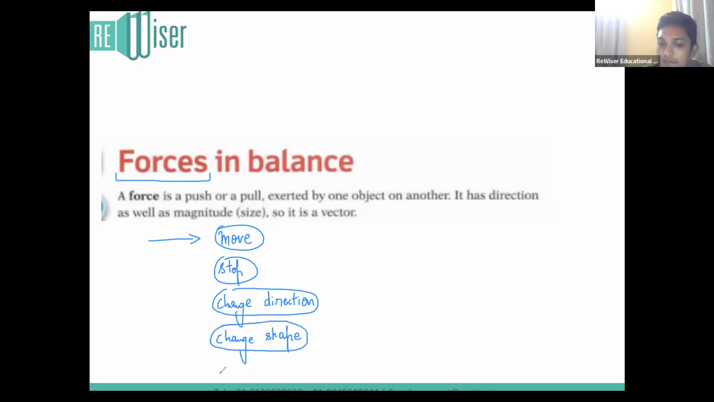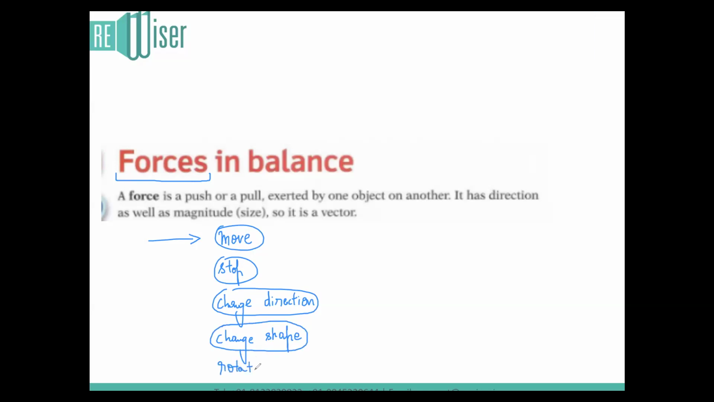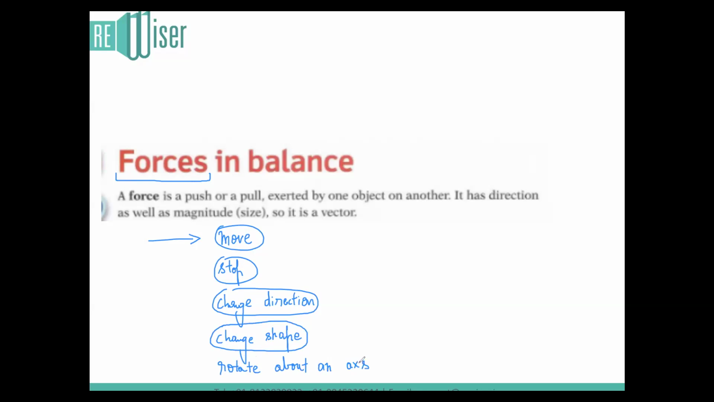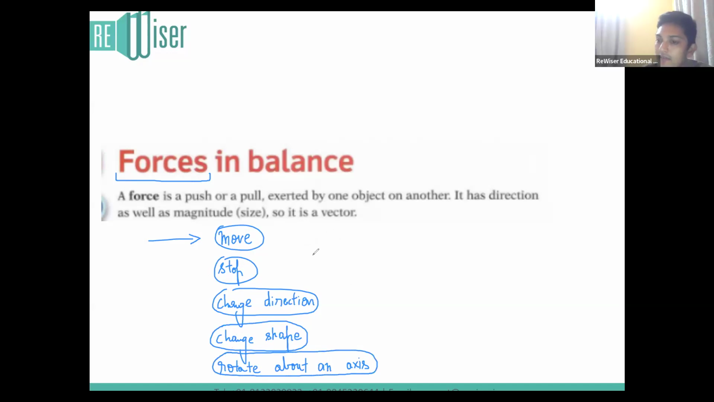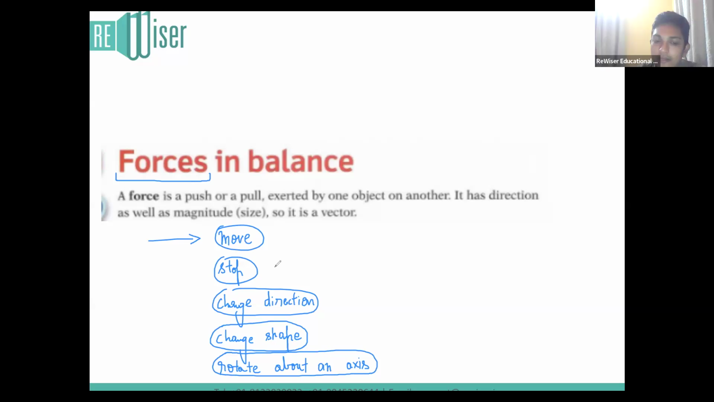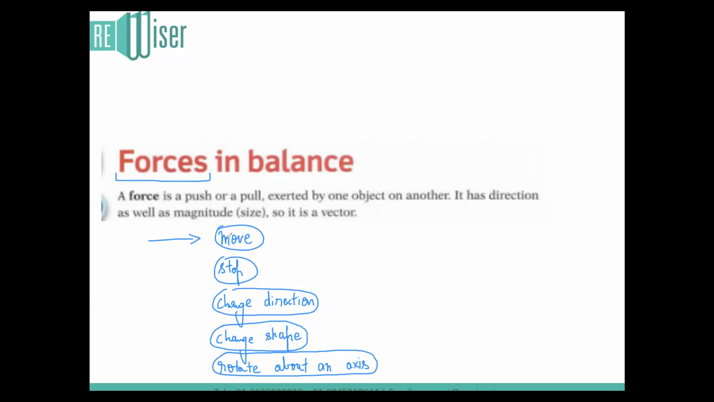What else can force do? It can rotate the body, provided the body is fixed about an axis. Nice. Force can also help keep a body in circular motion. We'll learn that in centripetal force in the next class. So forces can do all these things for a body. It can move a body, stop a body, change its direction, change the shape, and rotate the body about a given axis. This is how you understand the effect that force can have on a body.